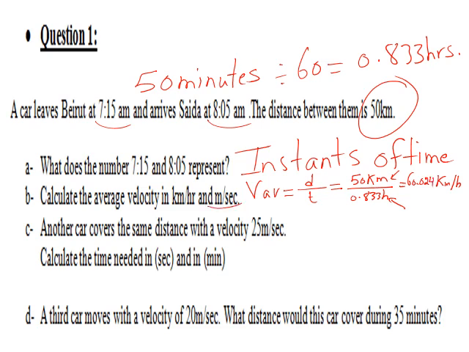We have to calculate it in meter per second. As we know, 1 meter per second goes for 3.6 kilometer per hour, so V average is equal to 16.673 meter per second.